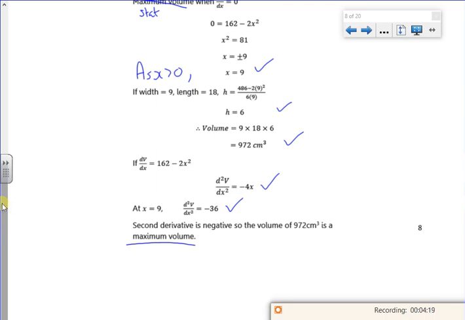Now there are two questions for you on page 9 and page 10, plus a load of consolidation questions. So that's that lesson done. Well done, everybody. Two equations, rearrange, sub one in, and then just do stationary points. That's all it is. See you later.